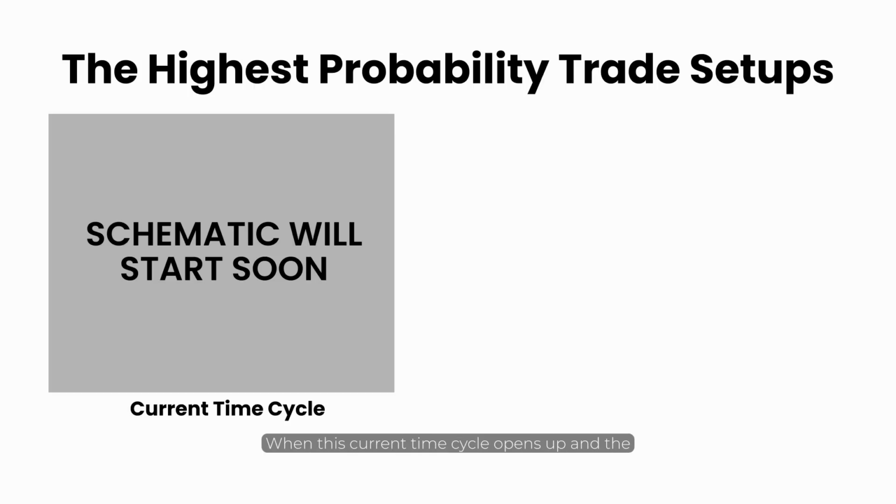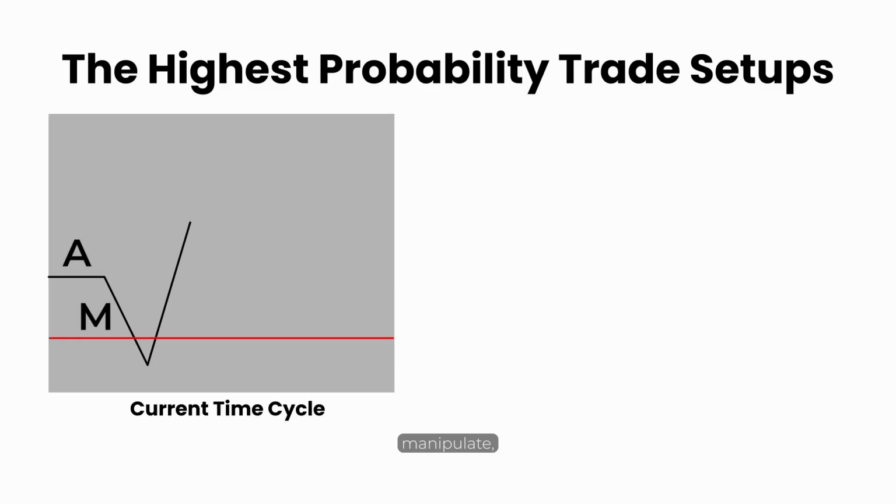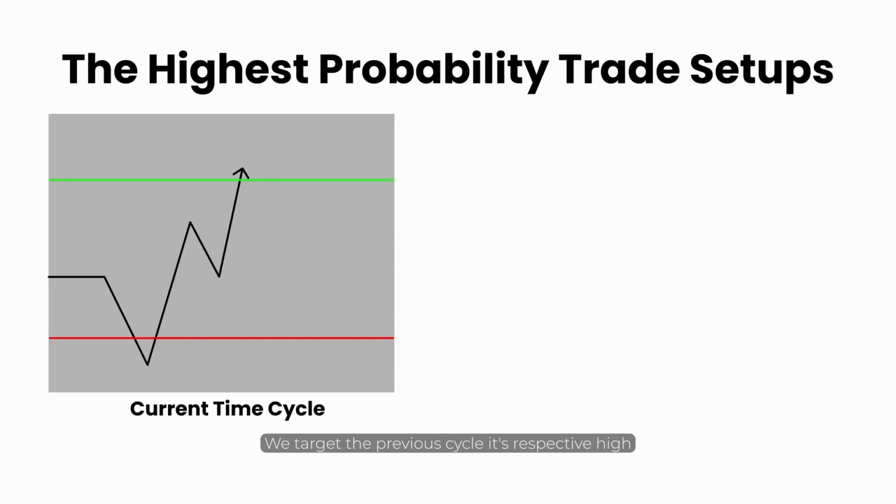When the current time cycle opens up and the underlying idea is that we should reprice towards the upside, meaning the market should go higher, we will wait for the market to open up, drop lower, taking out the previous cycle low, forming a low below that previous cycle low, to then begin distributing towards the upside. We see the market accumulate, manipulate, distribute. What do we target? We target the previous cycle's respective high. That's the nearest term buy-side liquidity objective. This fractal occurs when the underlying idea or narrative is higher prices for that particular window of time.